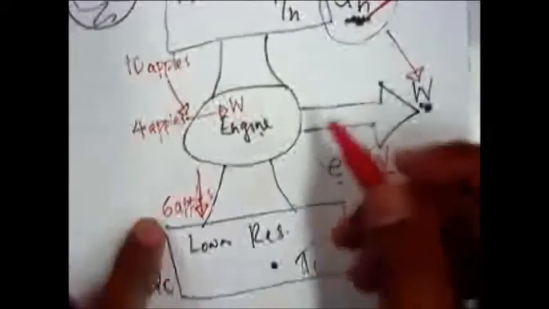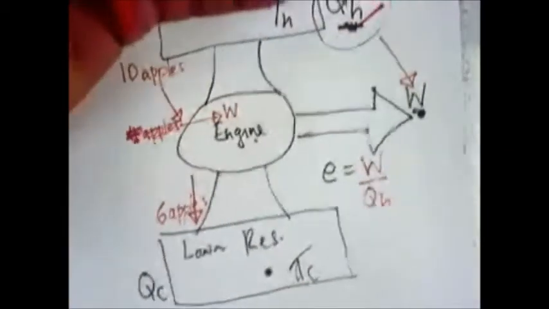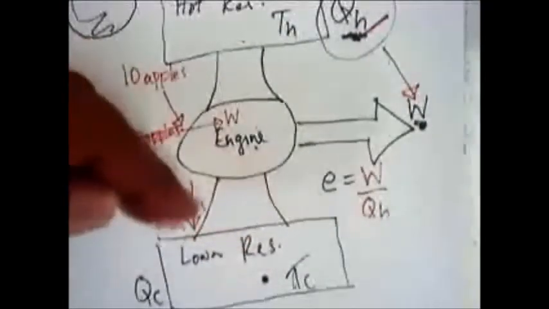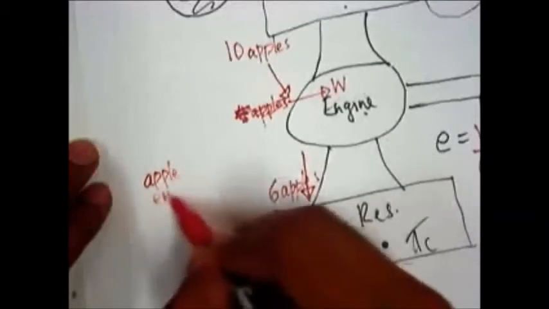Or in case the amount that is taken by the engine is not given, suppose it says 10 apples are put into the engine, and coming out of the engine on the discarded side is 6 apples. So how many apples were taken by the engine? What you'll do is, apples taken by the engine is equal to 10 minus 6.